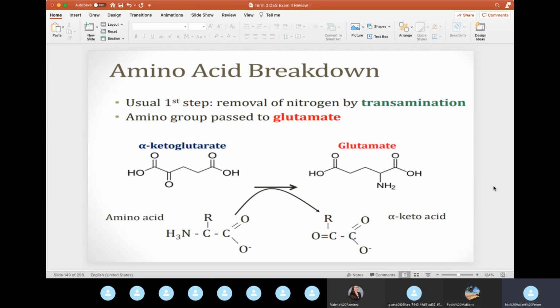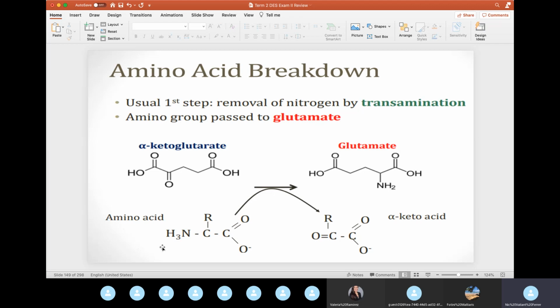Okay, let's continue then. So, how are we going to break down amino acids? First, you need to remove the nitrogen. Why? So that we can recycle it, right? So via what enzyme? Transamination. So we have here amino acid and alpha ketoglutarate. The amino group is passed to glutamate. So glutamate gets the nitrogen.